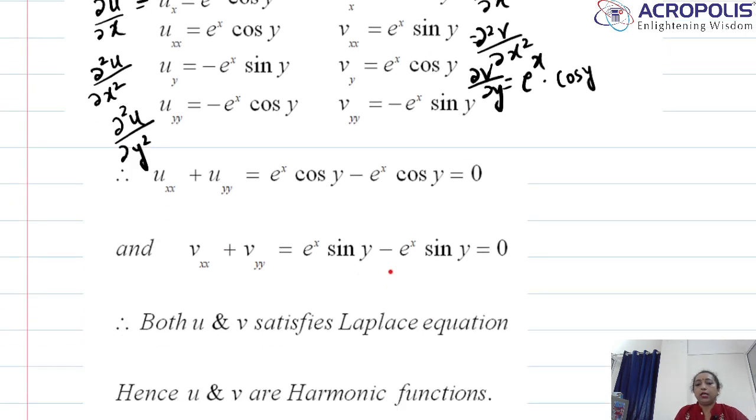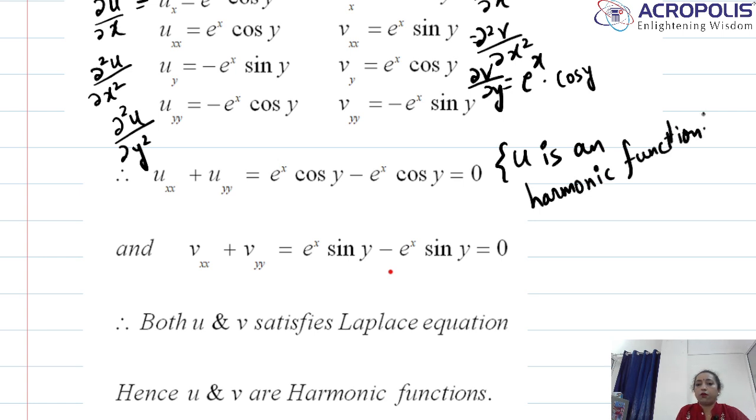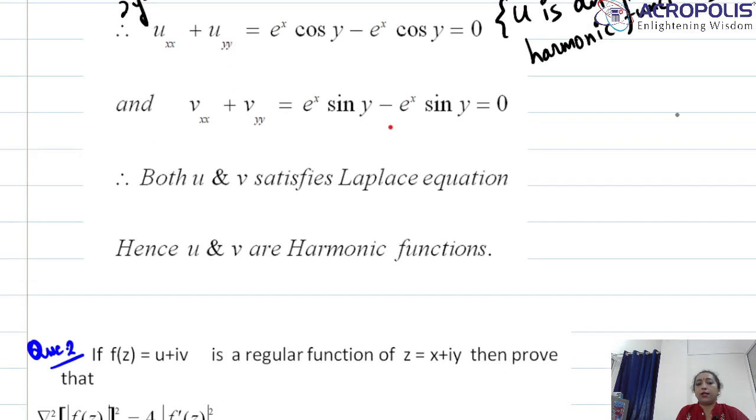You can see easily if I'm adding del 2u by del x square plus del 2u by del y square, it is equal to e to the power x cos y minus e to the power x cos y, which will become 0. Therefore, u is a harmonic function. Similarly for v, if I am adding del 2v by del x square plus del 2v by del y square, we will get 0. So that's why v is also a harmonic function. So both u and v are harmonic functions.